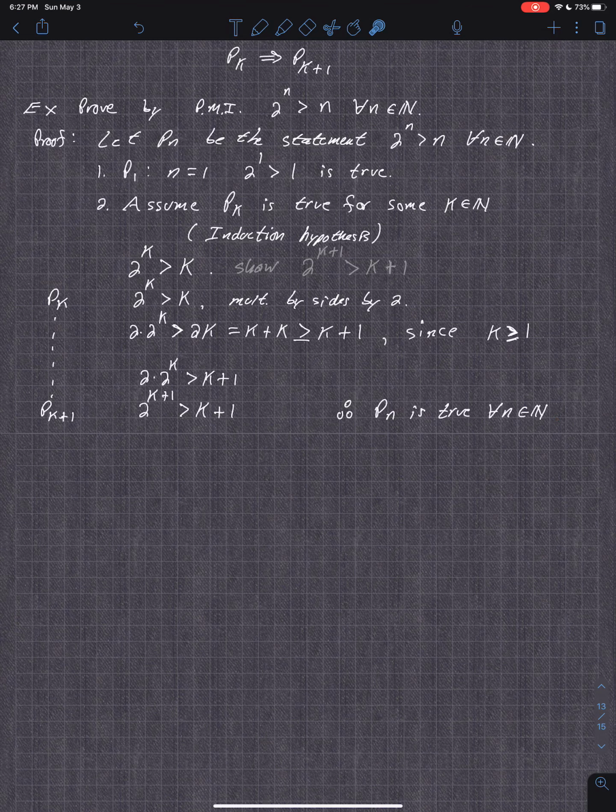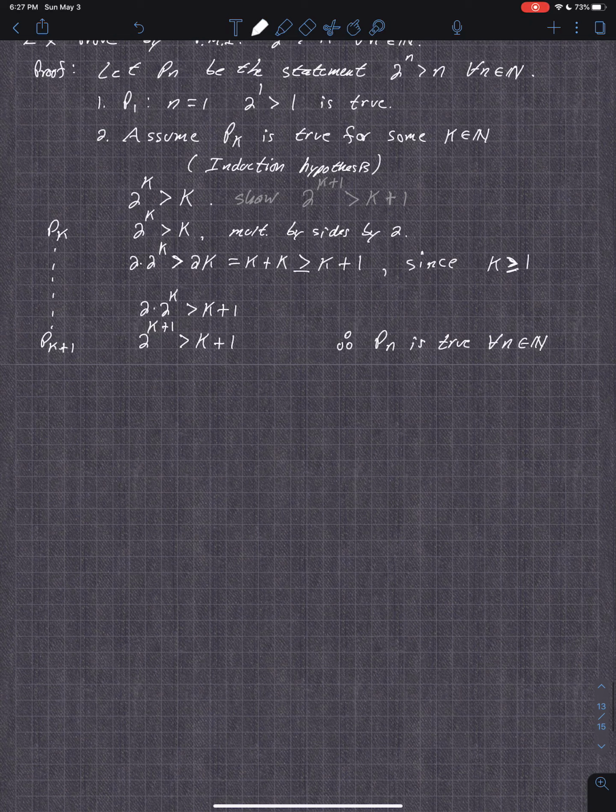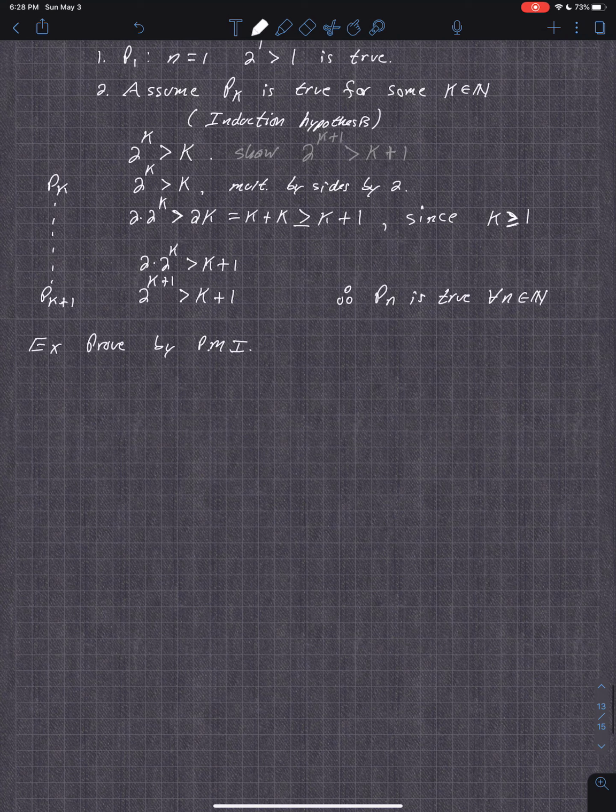Okay, let's do another one. So next example, prove by the principle of mathematical induction. This is a slightly different one. This is a sum: 1 plus 3 plus 5 plus ... plus 2n minus 1 is equal to n squared. And that's true for all n in the naturals.